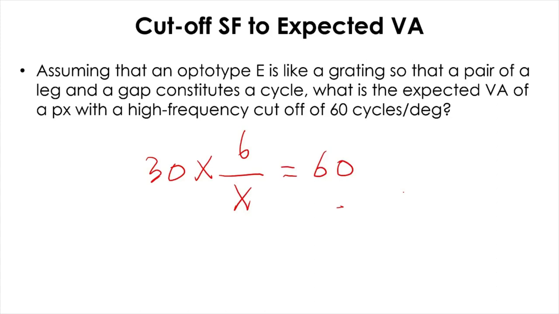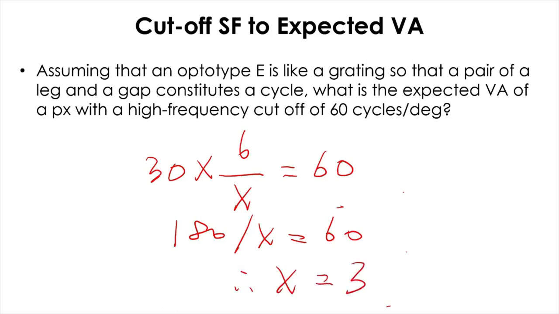So that's 180 over x equals 60. Therefore x becomes 3, right? So the expected visual acuity for this patient is 6/3, right? That's how you calculate the expected visual acuity from the cutoff spatial frequency.